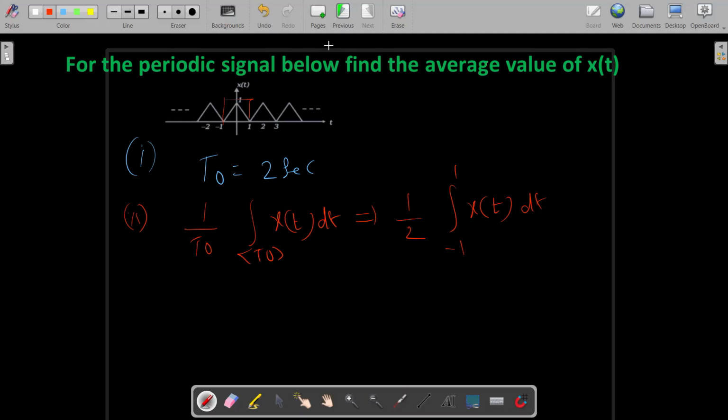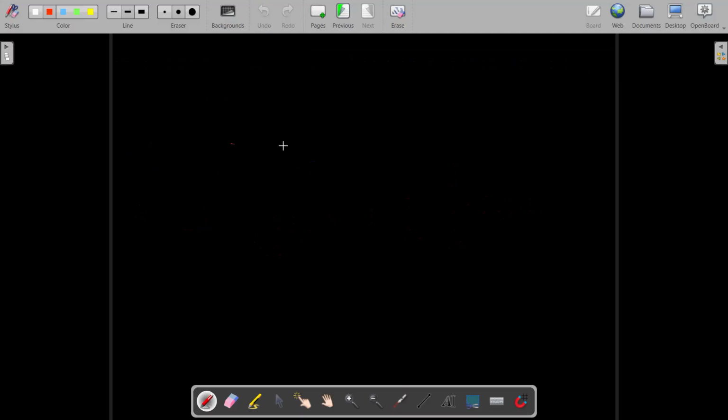So let us go to the next slide. Let us redraw that. So this is what we have: -1, 0, 1, and the peak is going to be 1. This is the signal, and we need the expression for this, right? So let us break this into two parts, for the interval -1 to 0 and 0 to 1.